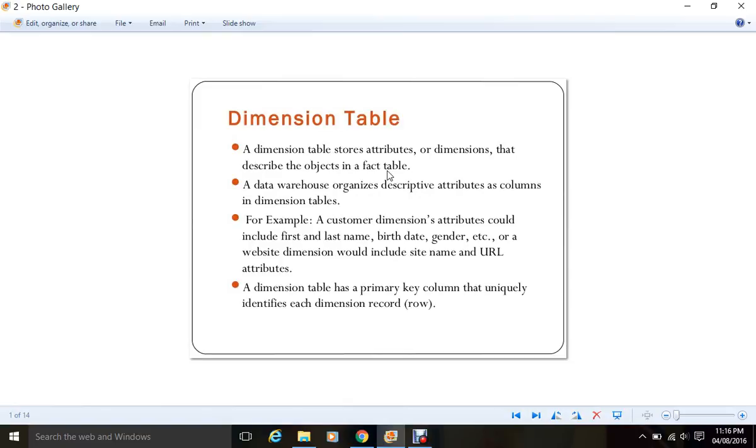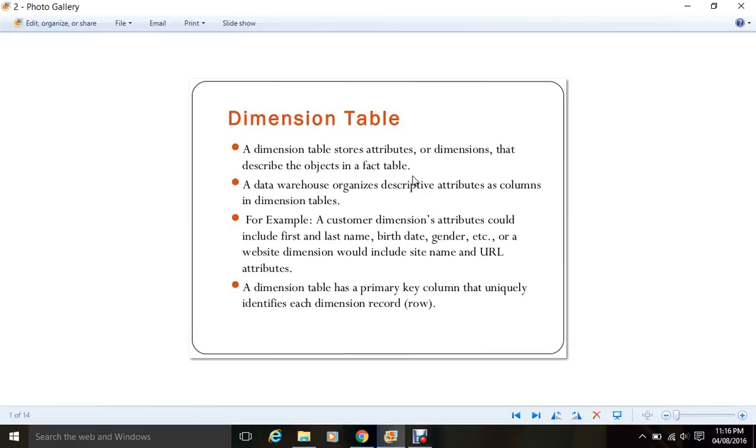So, a dimension table would be basically describing the business entities of an enterprise. It can be hierarchical or categorical information such as time, department, locations, and products. The data warehouse organizes descriptive attributes as columns in dimension tables. This is simple: it gives different columns for different types of descriptive attributes. These dimension tables are also known as lookup or reference tables.